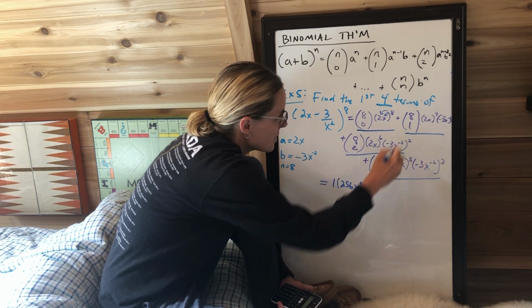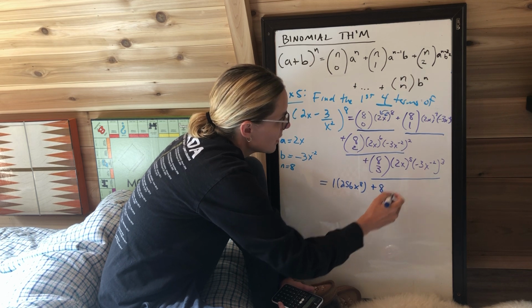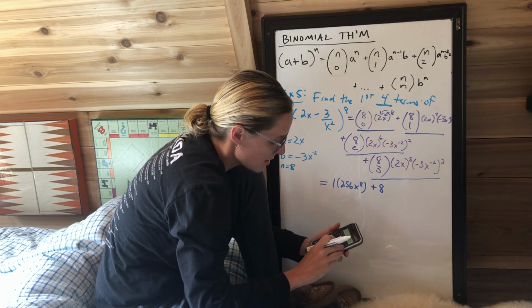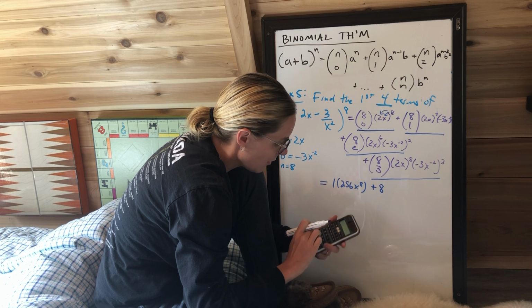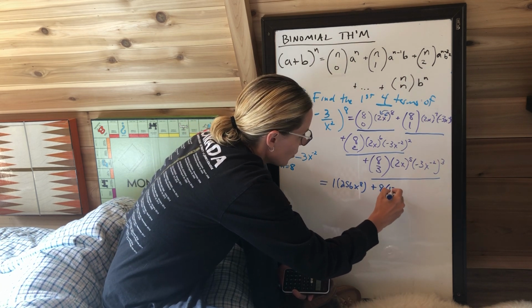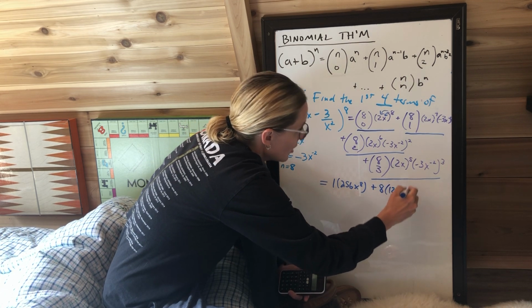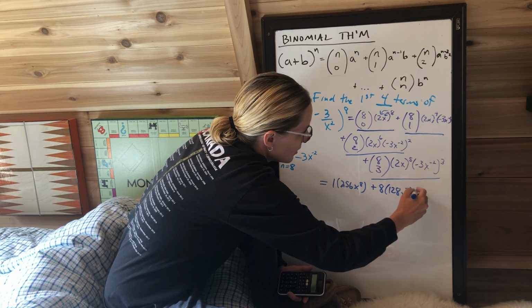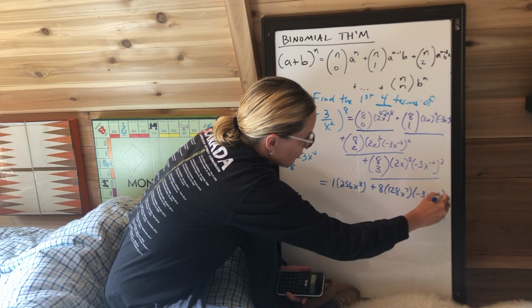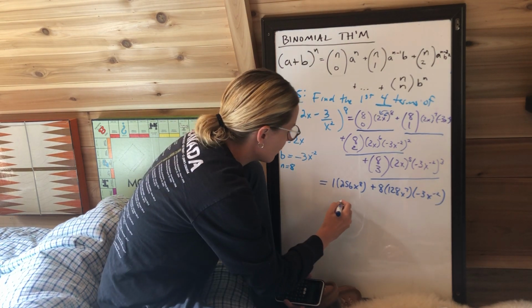Okay? When I go to the second term, 8 choose 1 is 8. And I'm doing the same thing. Well, 2x to the 7, the 7 has to apply to both the 2, so that's 128, and the x. But also on this one, I have times negative 3x to the negative 2. So that's going to have to apply at some point.